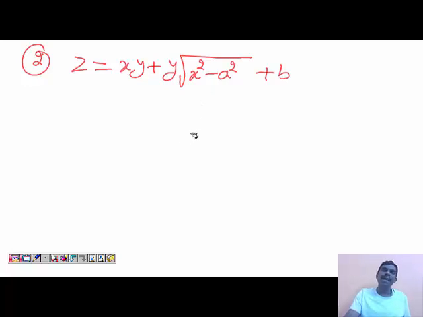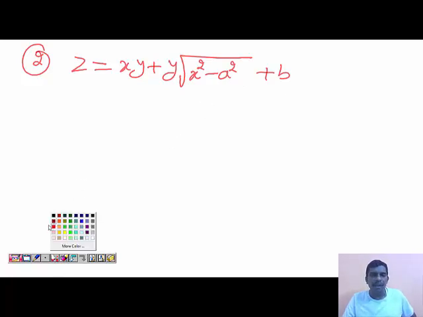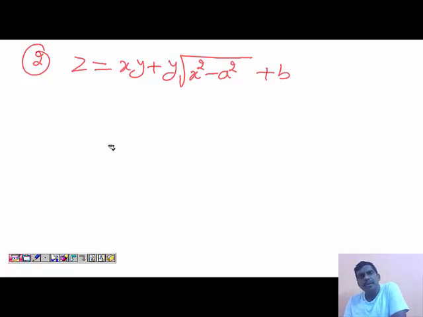Here also we have two constants a and b. You have to eliminate them in terms of the derivatives, or in the equation you have to eliminate them. The same way here also we're going to differentiate with respect to x, dou z by dou x.